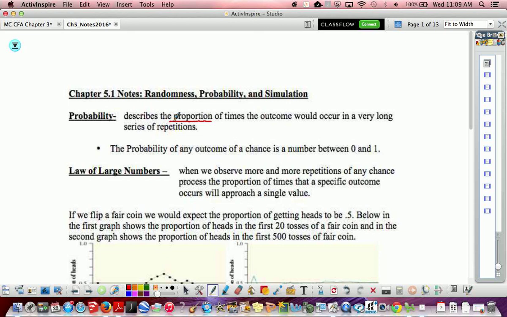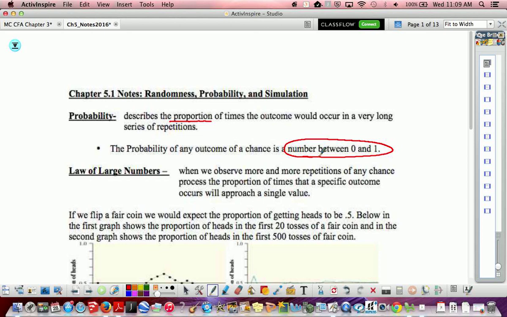50. Okay, 50% or 0.5. Okay? But it's like in a long series. Okay? And that's the important piece. When we talk about probability and we talk about the outcomes, our answers for probabilities are always answers between 0 and 1.